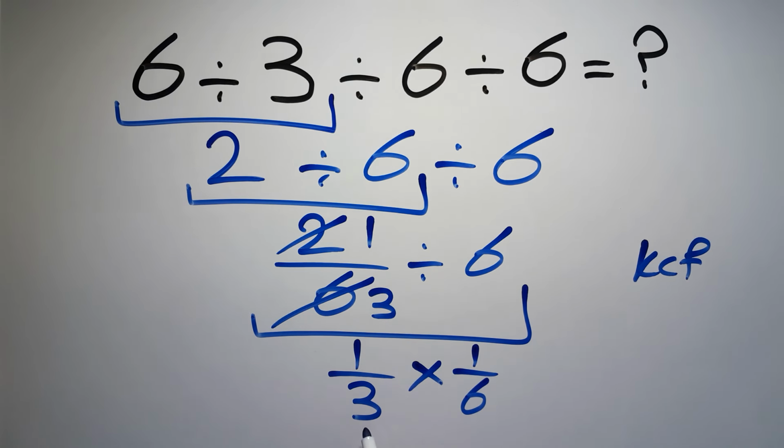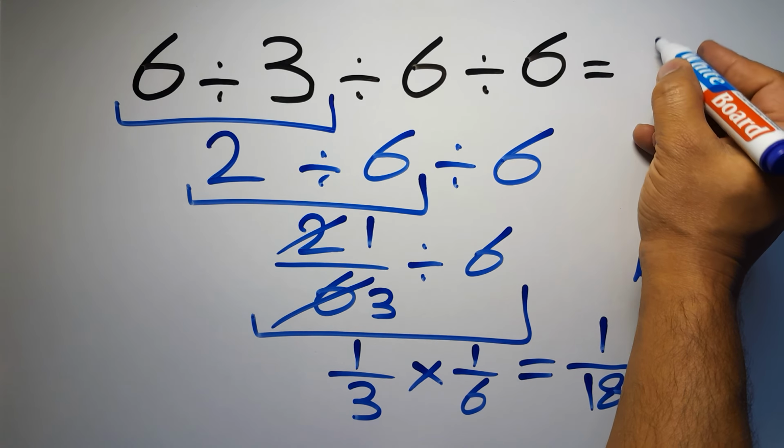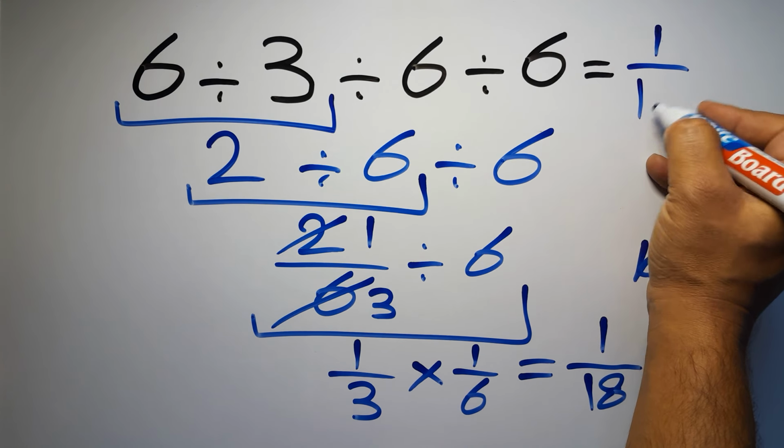So we have 1 over 3, then times 1 over 6, which equals 1 times 1 gives us 1, so 1 over 3 times 6 equals 18. So 1 over 18. And this is our final answer to this problem. The correct answer is 1 over 18.